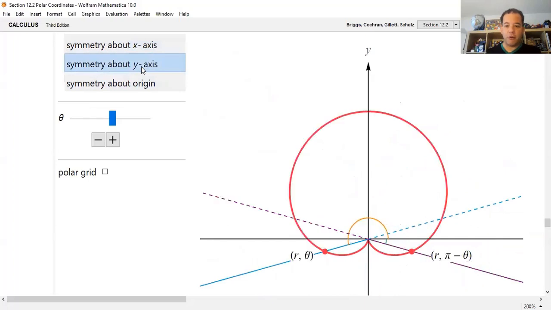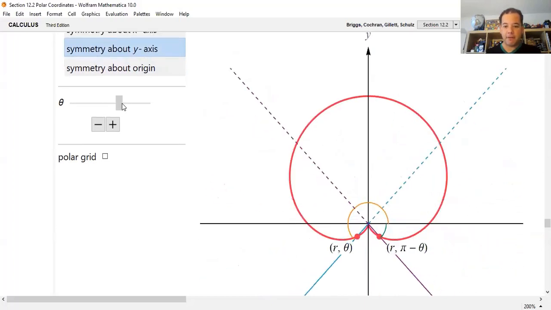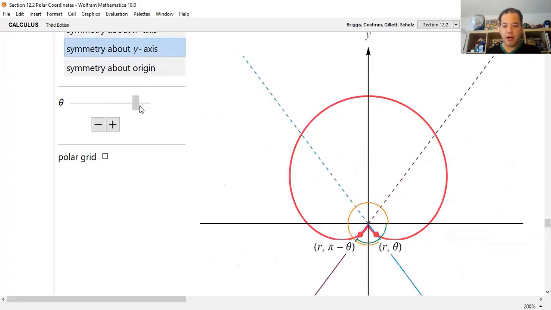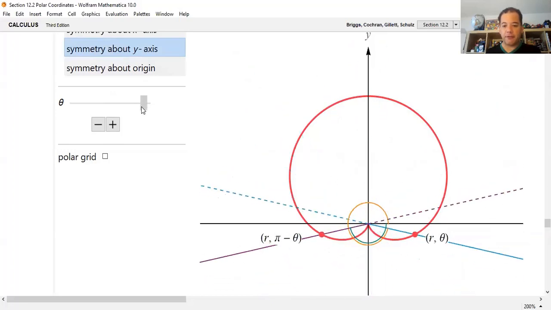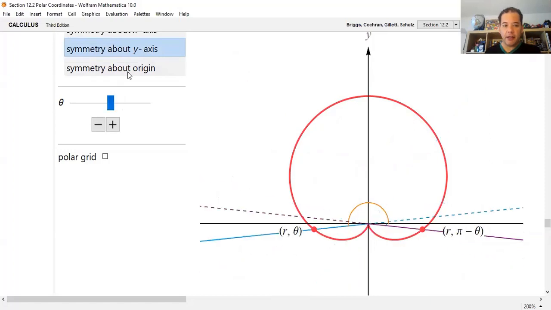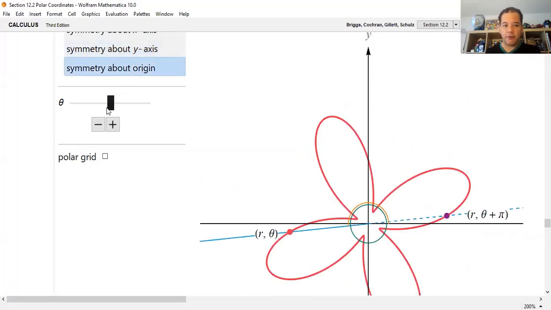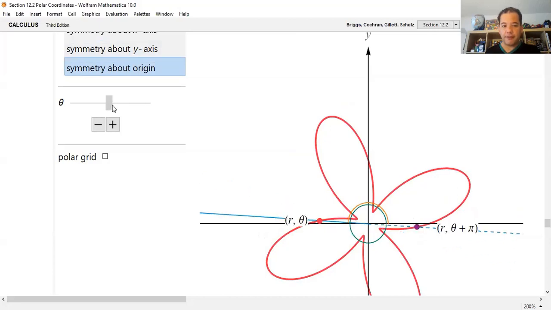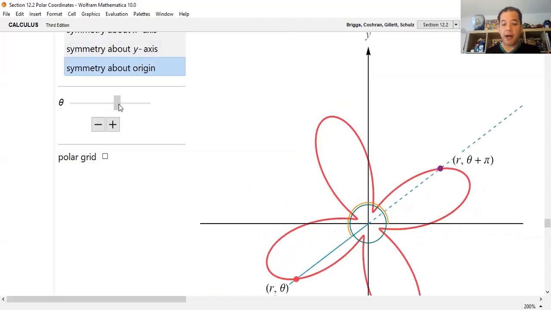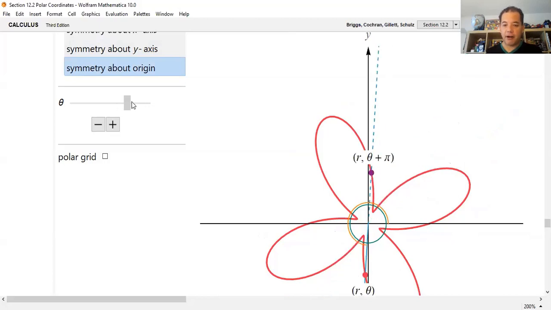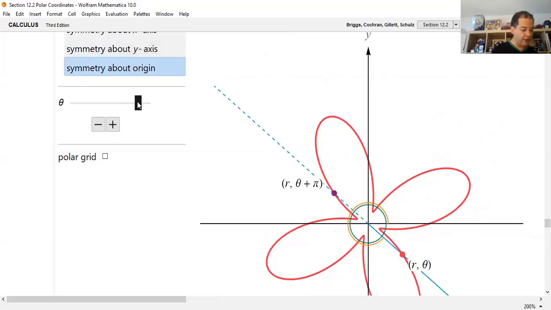Now here's one with respect to the y-axis. This time (r, theta) and (r, pi minus theta) you can identify. And this is one where it's symmetric with respect to the origin. You can replace (r, theta) with (r, theta plus pi), or negative r if you want, with the same angle on the opposite side, okay? This is important because sometimes when you want to graph something, instead of graphing the entire thing, you can simply graph half of it, okay?